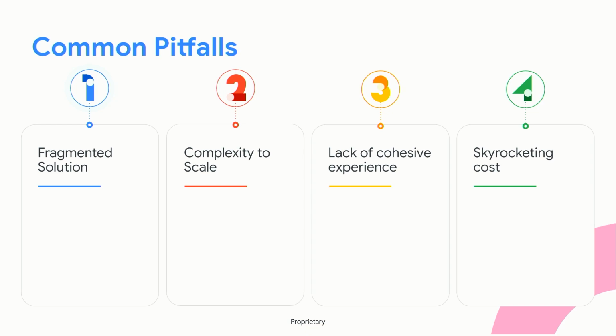So, to summarize the common pitfalls that we see: fragmented solution, complexity to scale, lack of cohesive experience, and skyrocketing cost. Another thing to add here on cost is we cannot tell you how many petabytes of logs you're going to generate, right? But what we can tell you is if you generate this much, this is likely the amount that you're going to be paying. Predictability is important. And across the industry, we don't have a standardized way to charge for logs, metrics, or traces. We all have so many different ways, and I could probably write a book on how to figure out cost, right? It's that complex.